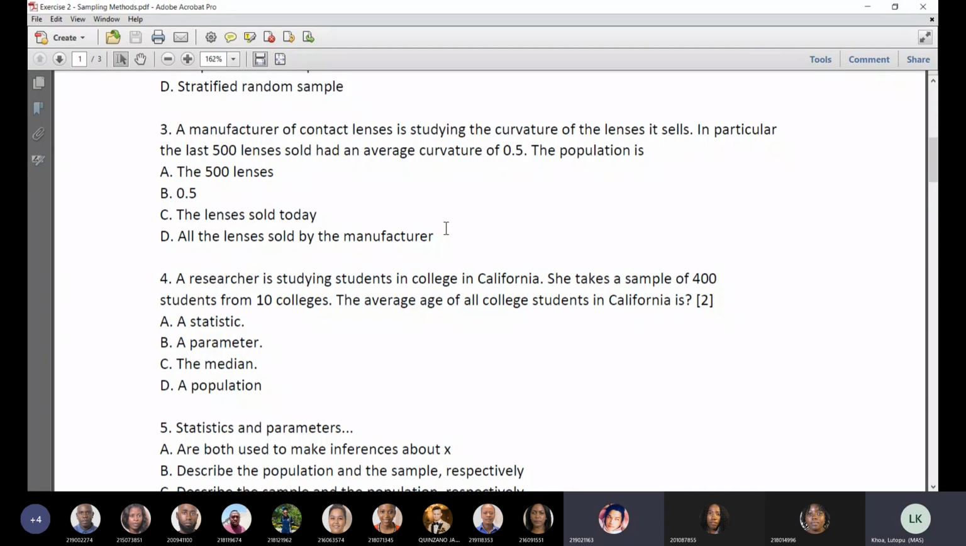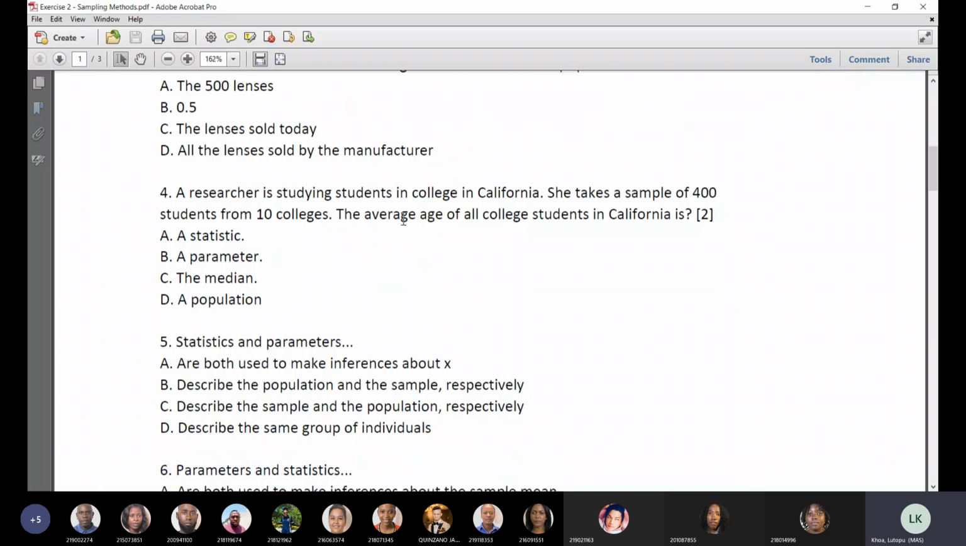The answer would be D, all lenses, because that is the population. Okay, very good. So the population here is what we are studying. The manufacturer is studying the curvature of the lenses it sells. So the population is, what are you studying? What are you trying to get information on? They're trying to get information on the lenses they sell. That means all of them. Now this 500 lenses over here, that is the sample, because this 500 forms part of all the lenses that they sell. Okay, thank you for that.